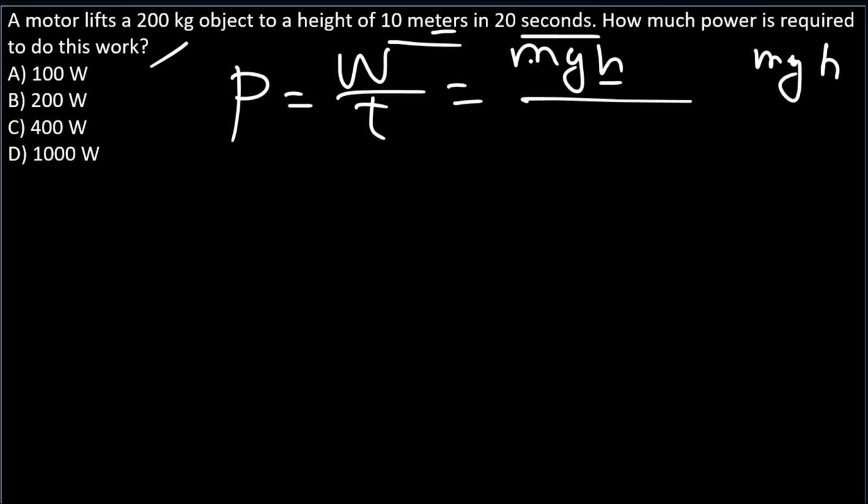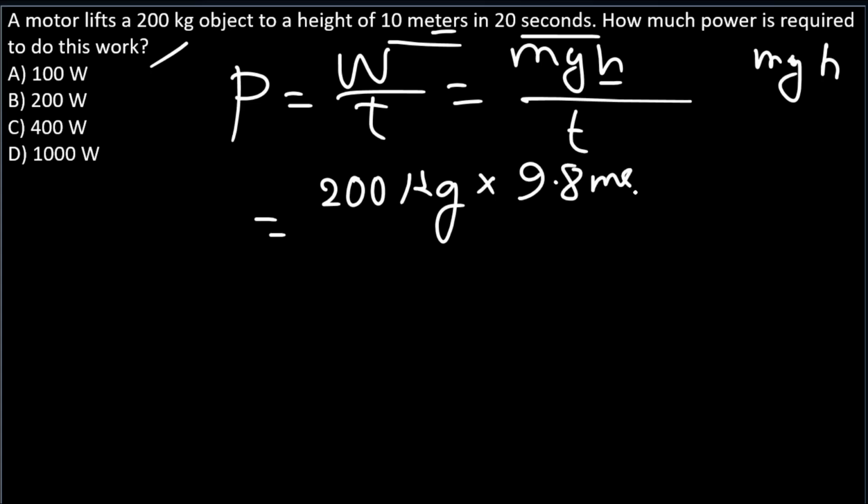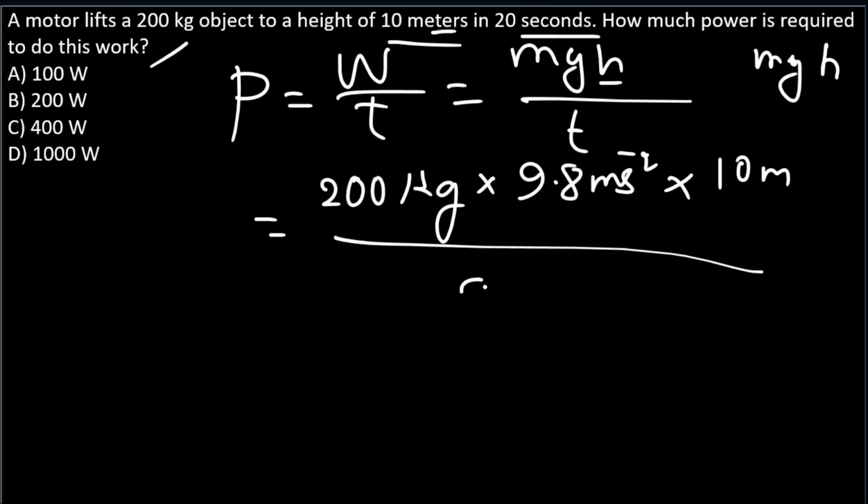We can get the power as mgh over t. Here our value is m equals 200 kg, times gravity 9.8 meter per second square, times a height of 10 meters, and over 20 seconds. So 20 will go over 200, which gives us 10 kg, and the second goes up as a second inverse.